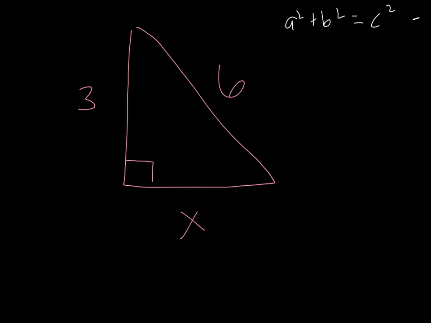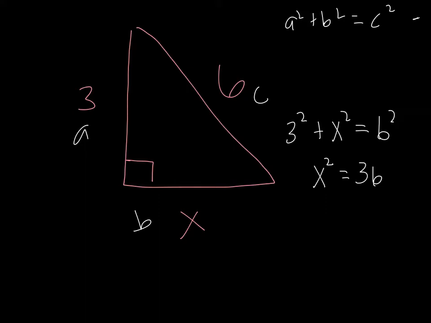So when I'm solving this problem, my A and B, it doesn't really matter which one is which. C is the most important one. So if I write out my equation, 3 squared plus x squared will be equal to 6 squared. So this is the same thing as x squared is equal to 6 squared, which is 36, minus 9. 3 squared is 9. 36 minus 9 would give me 27.